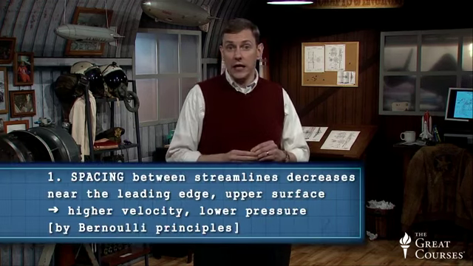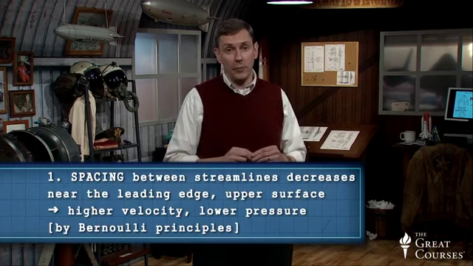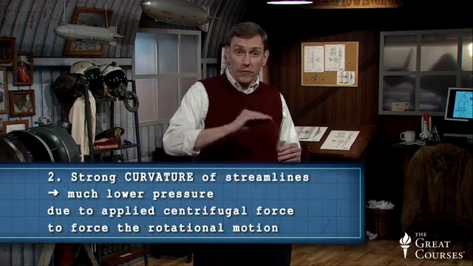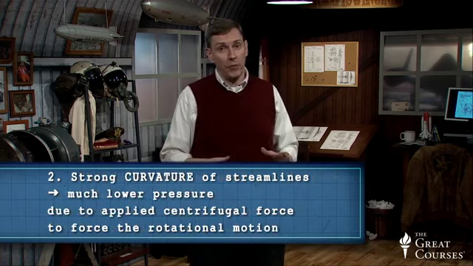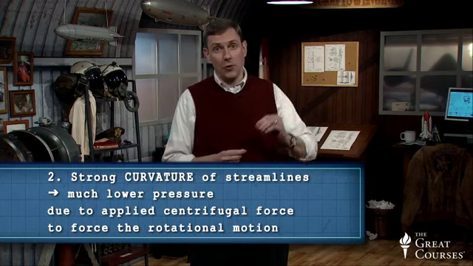The streamlines must deform in order to accommodate the presence of the airfoil as the air flows over it. 2 things happen. The spacing between the streamlines decreases, and a strong curvature of the same streamlines is present. Let's say these again. 1, the spacing between streamlines decreases near the leading edge upper surface of the airfoil, leading to higher velocity and lower pressure by Bernoulli principles. And 2, strong curvature of the streamlines also results in much lower pressure due to the applied centrifugal force on the fluid packet to force the rotational motion. Lift can be tailored by altering the shape of the airfoil, introducing extra curvature or camber.